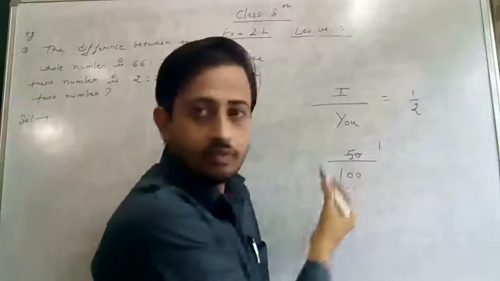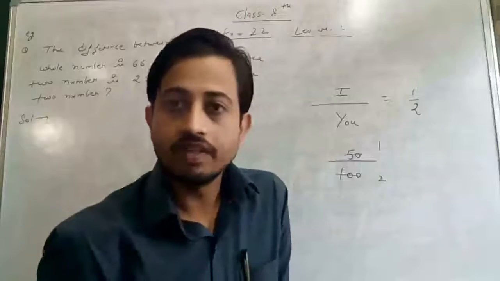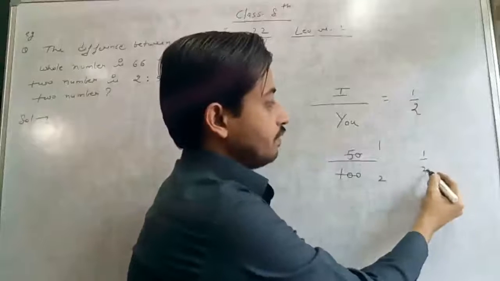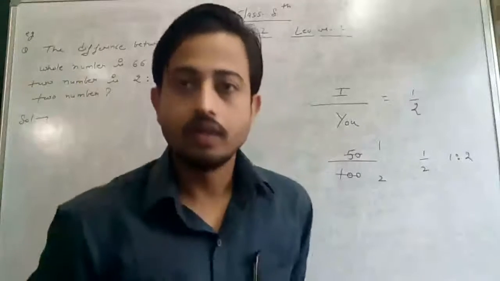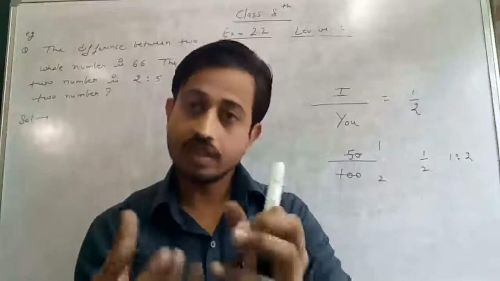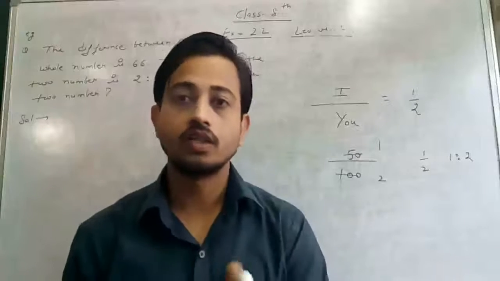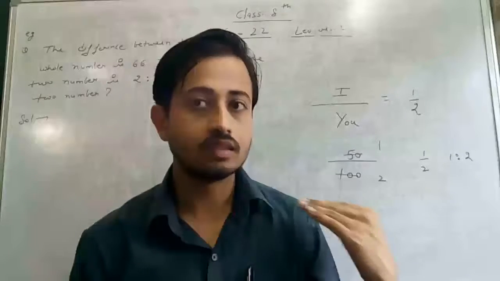5 ones are 5 and 5 twos are 10, so 50 and 100 reduce. We get 1/2, which means 1:2. This indicates that me and you have a ratio of money in terms of 1:2. I hope this concept is clear.